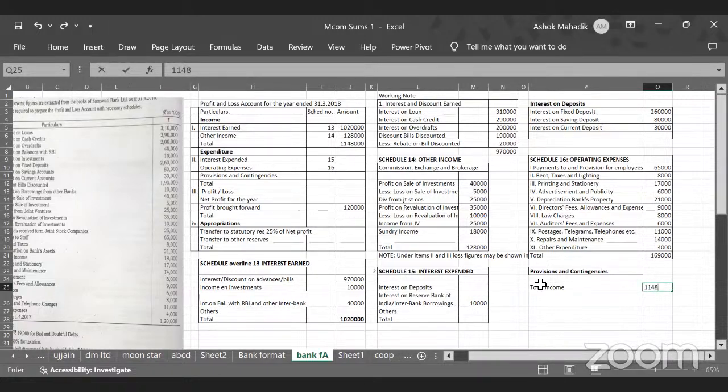11,48,000. Okay. Then schedule 15 and 16 we have to complete. Now let us take the total of schedule number 15. In 15, what is missing?